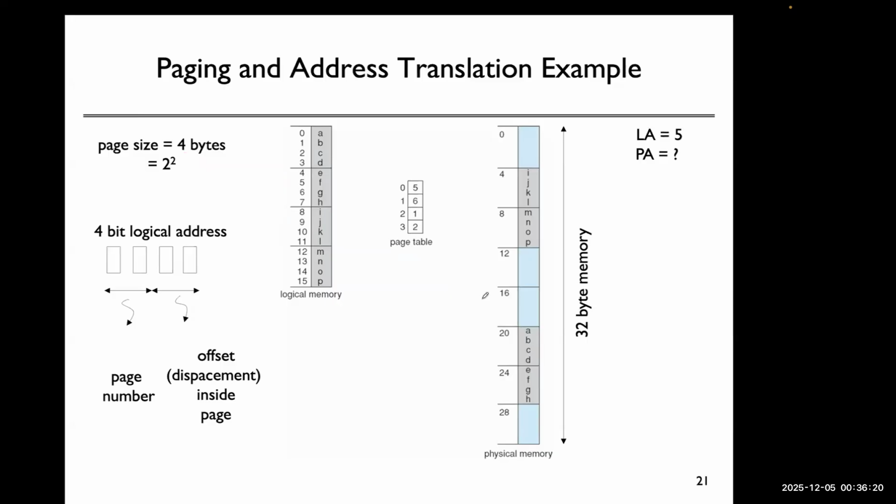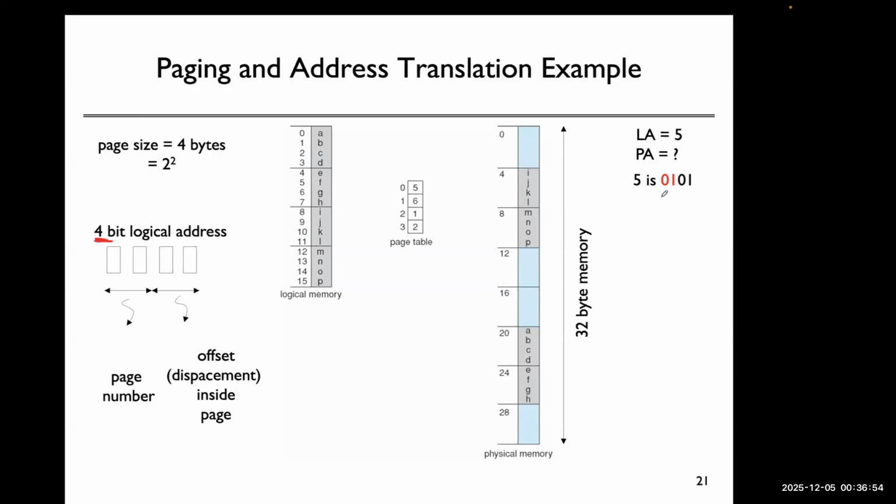Now, how can we convert the logical address 5 into the physical address? If the logical address is 5, what will be the physical address? For that, what do we need to do? First, we need to convert 5 into binary form and then break it into two components. What components? The page number and the offset. When you convert it to binary, it is 0101. Why are we converting it to 4 bits? Because our address is a 4-bit logical address, right?